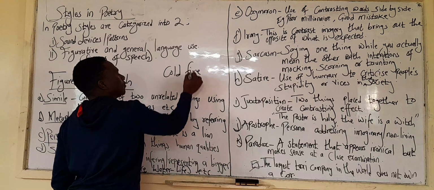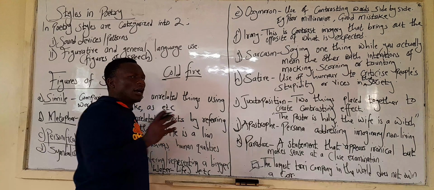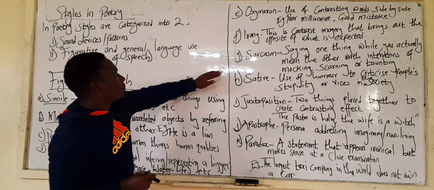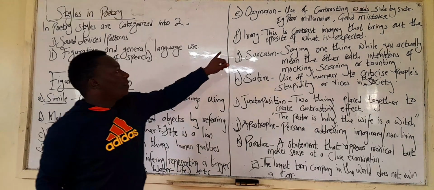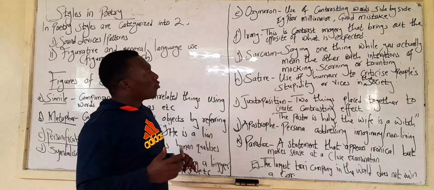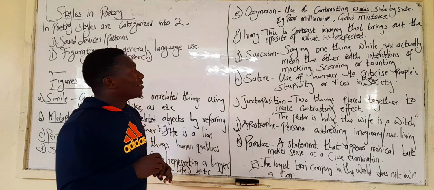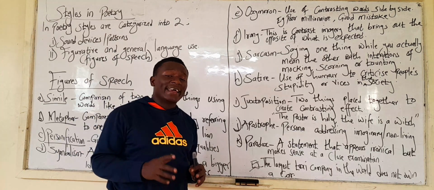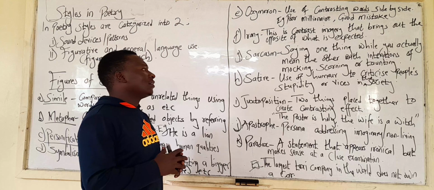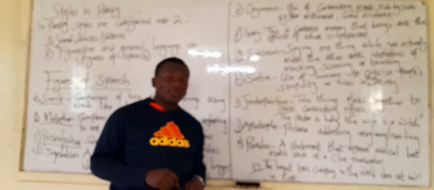Cold fire. I mean, if it's fire, it cannot be cold. I hope you're getting the point. Okay, so that is oxymoron. Now, the next one is irony. Irony is the contrast imagery that brings out the opposite of what is expected.